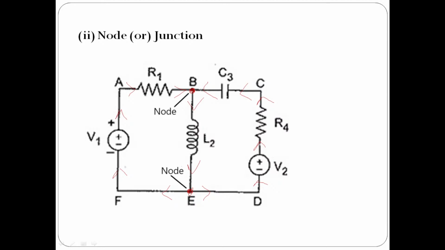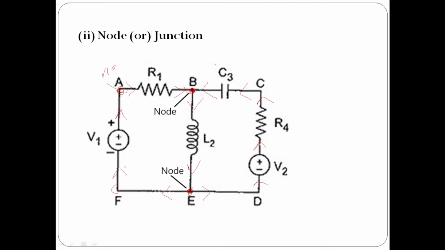But in general there is another definition for node. It is said that any two elements' meeting point. If you see, this is a voltage source, this is the terminal of the voltage source, this is a resistor, this is the terminal of the resistor. So the terminal of the voltage source and the terminal of the resistor are meeting at this point A. You can call it a node, but there is no current division at this node. So it's better not to call it a node.